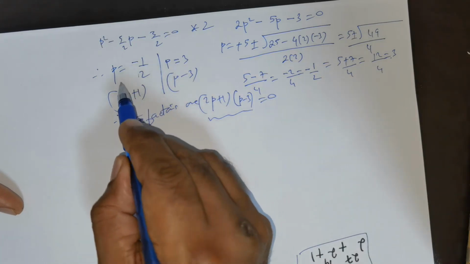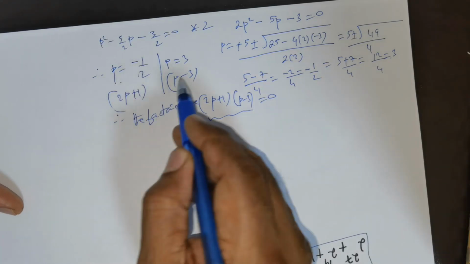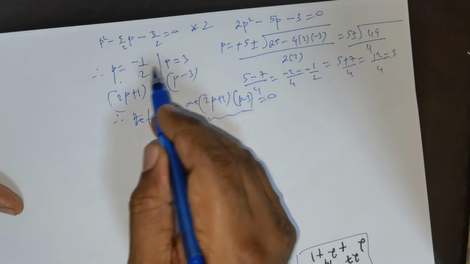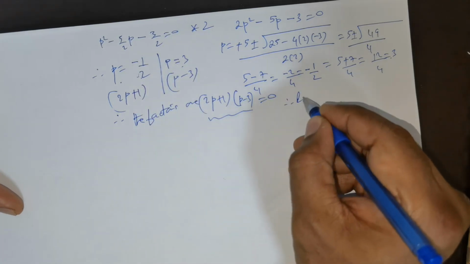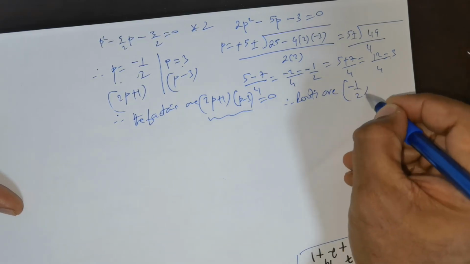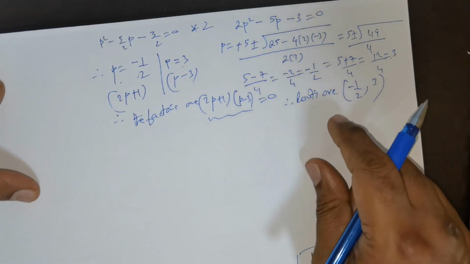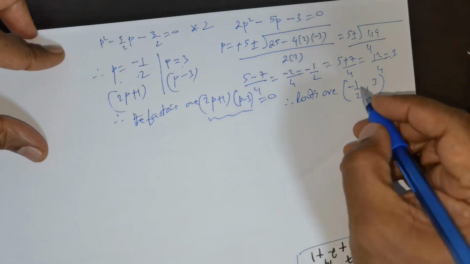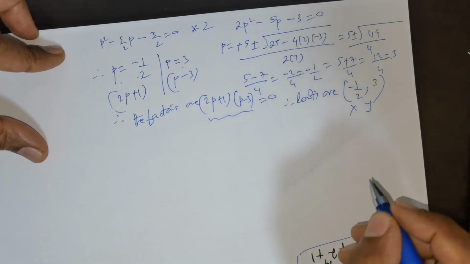But directly we have got the roots, negative 1 over 2 and 3. So these are my two roots. Therefore the roots are negative 1 over 2, comma, 3. It's up to you whether to take this as x or this as y. Now this is my x and y.